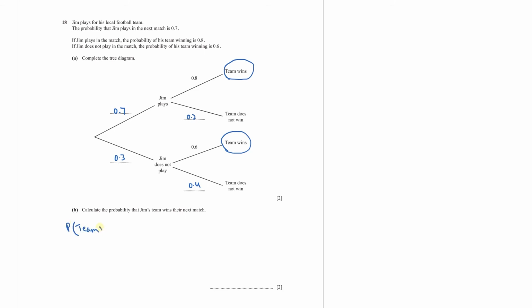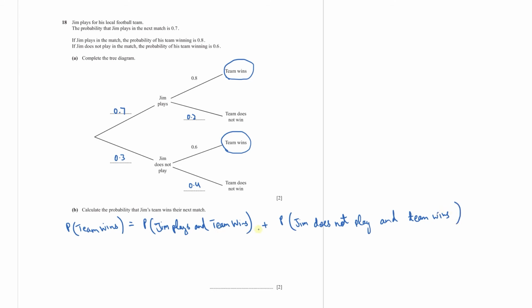The probability that the team wins will be equal to the probability Jim plays and team wins, or probability that Jim does not play and the team still wins. So 'or' means you will add: or probability Jim does not play and team wins. So wherever you have an 'and', you multiply. Wherever you have an 'or', you add.